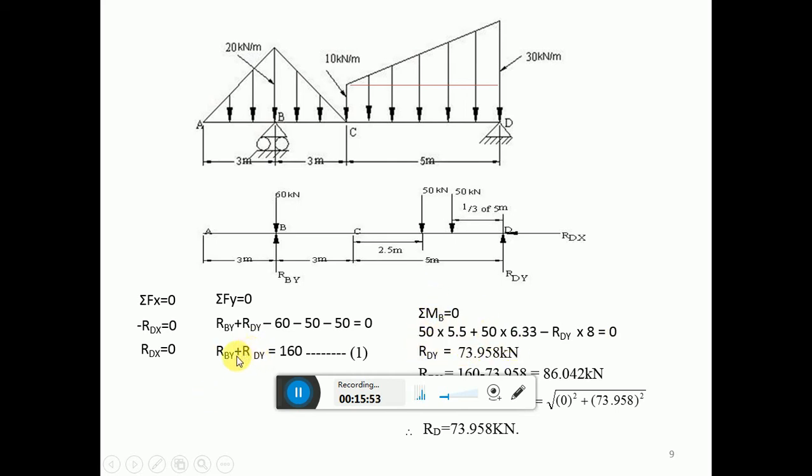R dy you found out, find out R by. So R dx is 0, R dy is some value, that is 73.958. Find out the resultant of R dy and R dx here. Rd is equal to square root of R dx square plus R dy square, which is 73.958, the force Rd acting at an angle of theta with respect to R dy. R by anyhow you have calculated. So these are the reactions at the points B and D.